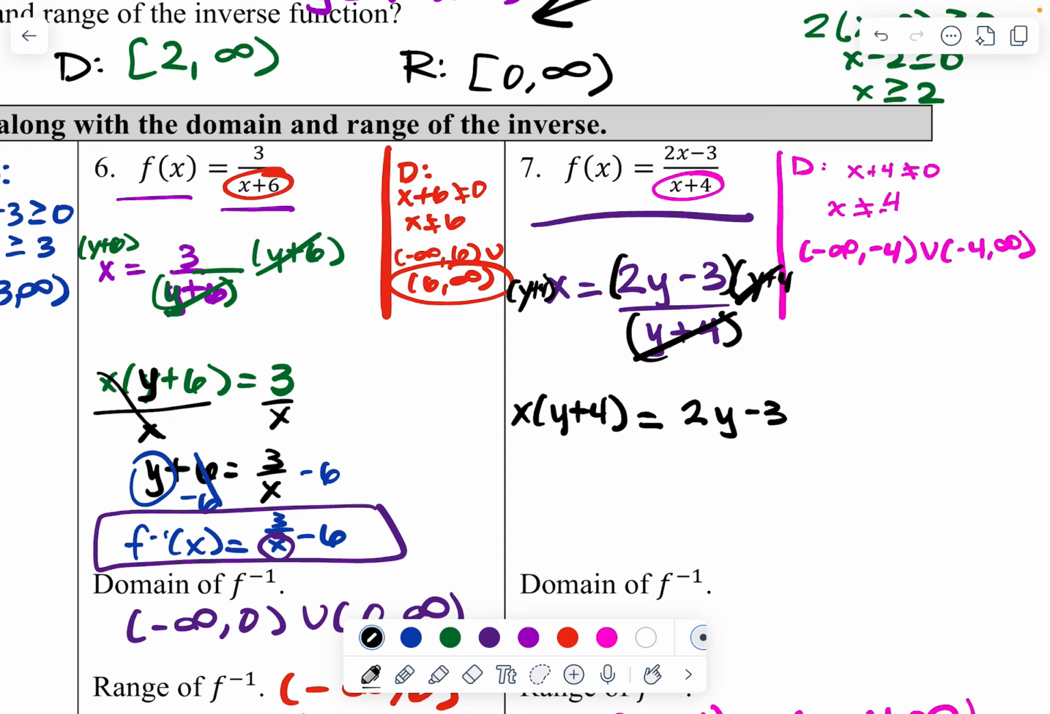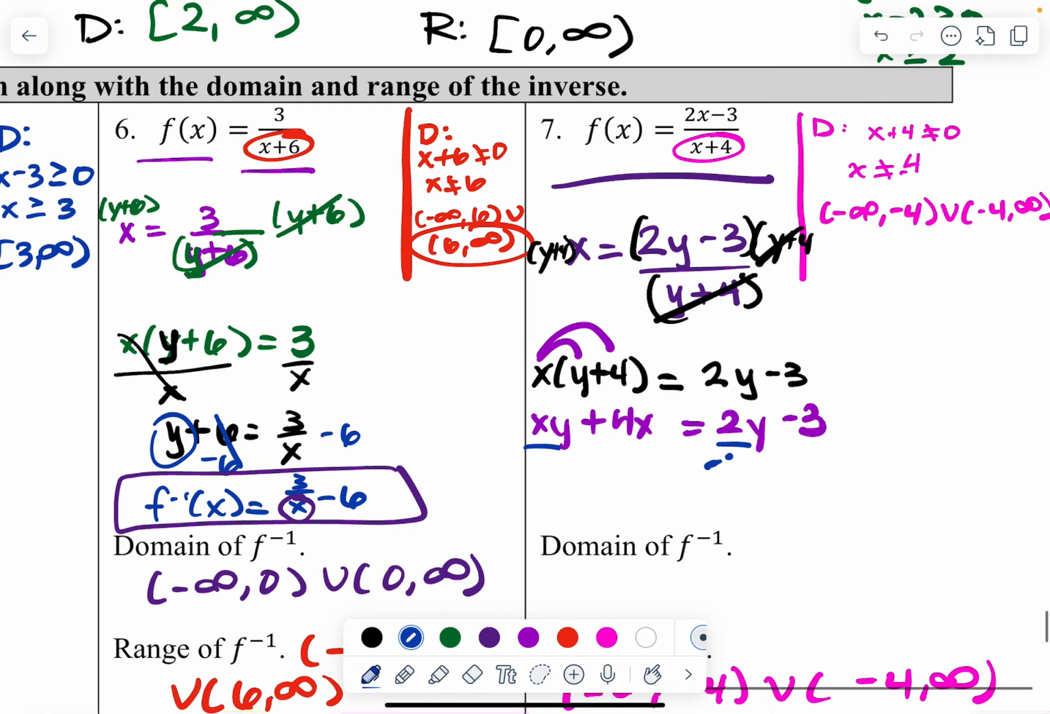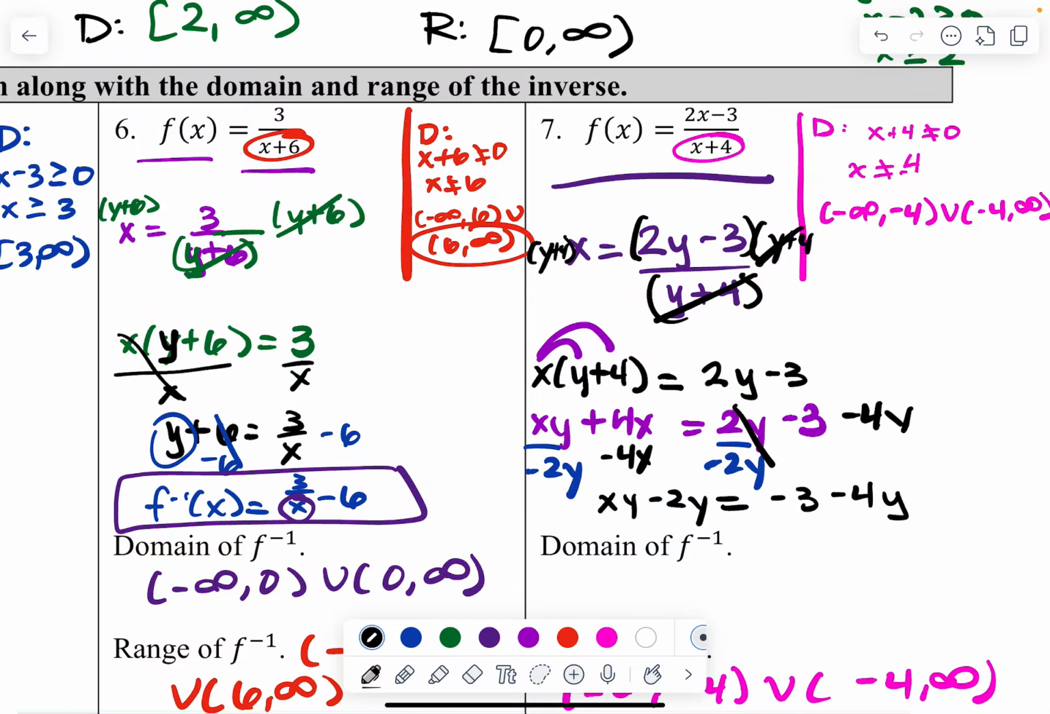These cancel. We're still trying to get y by itself. So what we're going to do now is distribute. So this is xy plus 4x equals 2y minus 3. Since we're trying to get y by itself, we're going to get the y's on the same side of the equation. So let's subtract this 2y over. And I only want y's on that side, so I'm going to subtract the 4x over here. So I'm left with xy minus 2y equals negative 3 minus 4x. Oh, sorry, this is an x, pardon.